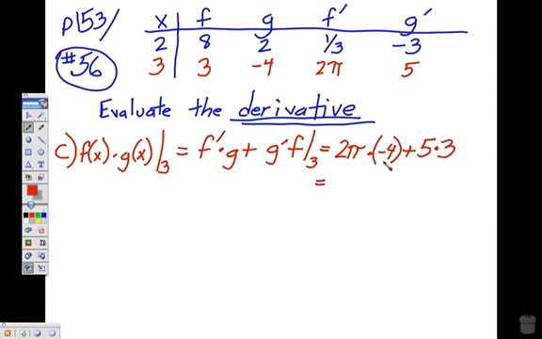So 2 pi times -4, that's -8 pi. 5 times 3, that's 15. -8 pi plus 15. There's our answer.